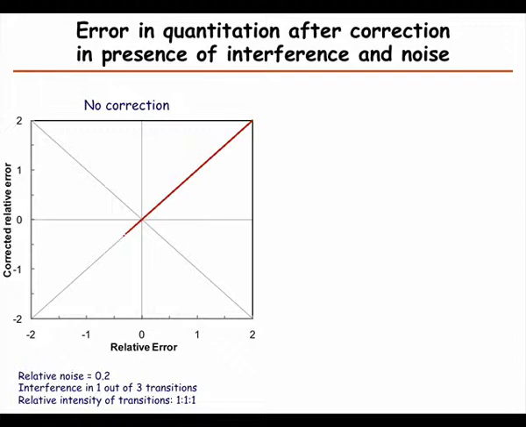Now we're going to have both noise and interference. First, if we don't do correction, we have these points along the diagonal as expected. Again here we have the same relative intensities of transition 1 to 1 to 1, relative noise 0.2, and one out of 3 transitions has interference in it. Now we do correction. For some reason, I guess these pictures are a little bit big, so there's a delay.